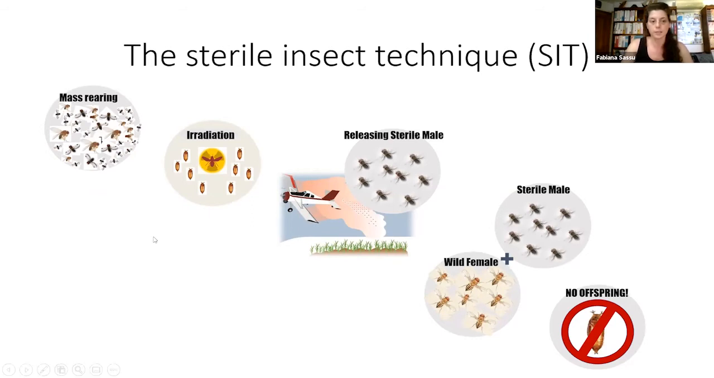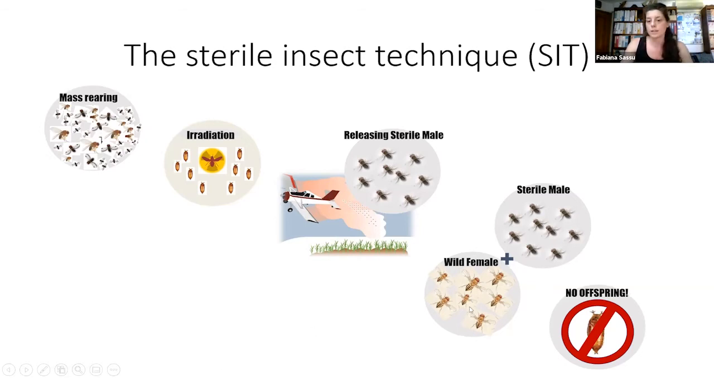So one of the techniques that has been proposed as a biological control for this insect is the sterilized insect technique. This technique is based on the mass rearing of the insect pest, which is reared in large numbers. Then the flies, usually as pupae, are sterilized using ionizing radiation, and they are released in the target area where there is infestation of this pest.